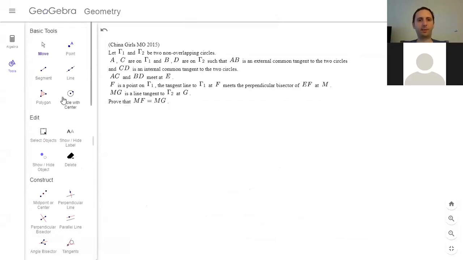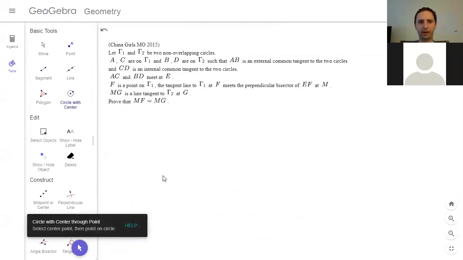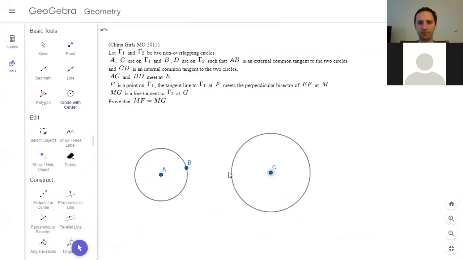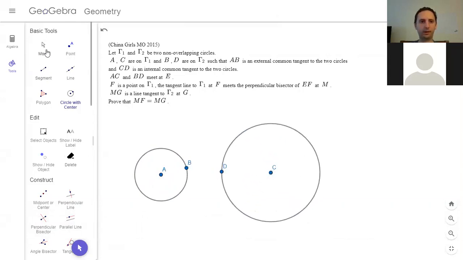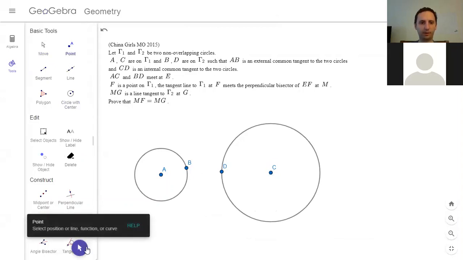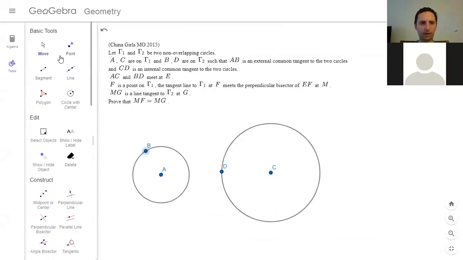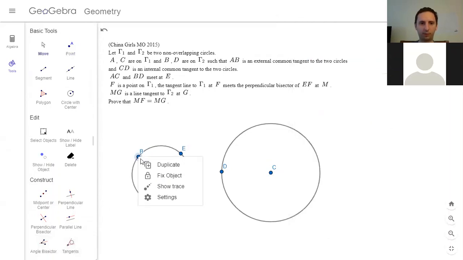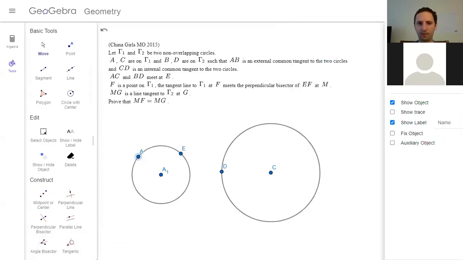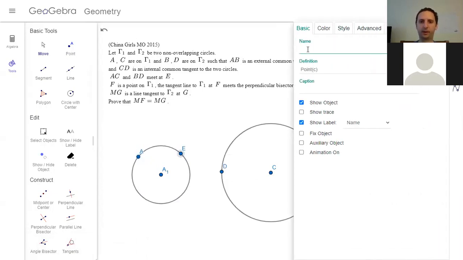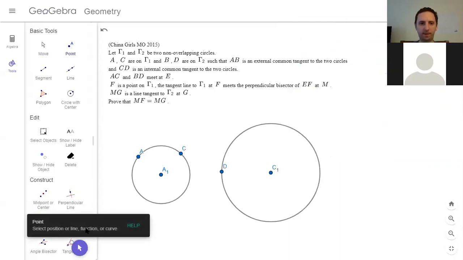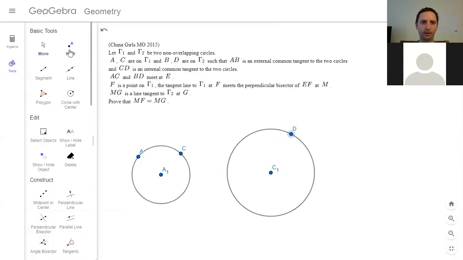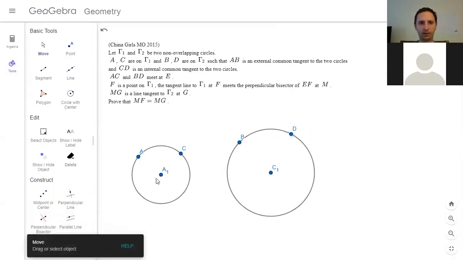So we have two non-overlapping circles, gamma 1 and gamma 2. Doesn't even say what their centers are. A and C are on one of them, and B and D are on the other. So I'm going to have to do a little renaming here. I just want the first circle to be on the left and the second one to be on the right. Let me call the centers O1 and O2.